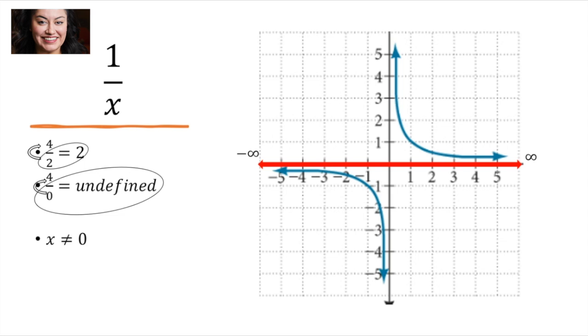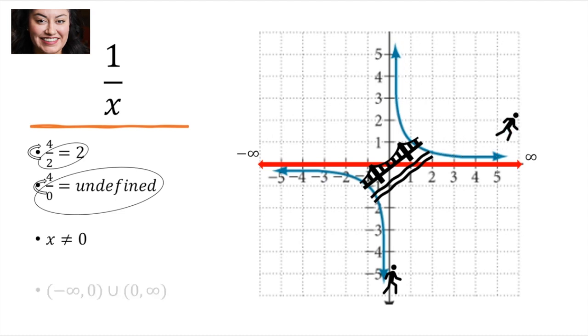So in this case, if we're walking through this park, we can walk from negative infinity until 0. Then we will have to cross a bridge, and we can walk again from 0 to positive infinity. So our domain is from negative infinity until 0 with a little bridge in between, and 0 to infinity. We will use some parenthesis signs because we do have infinity symbols, and we also have a cannot equal symbol.